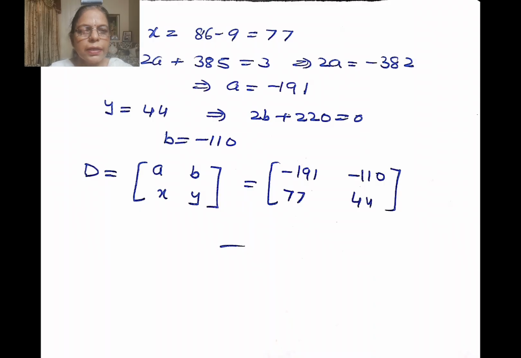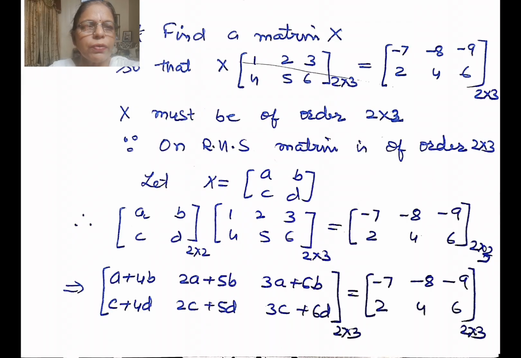That's all. The third example is, now find the matrix X which satisfies the equation X into [1 2 3; 4 5 6] is equal to [-7 -8 -9; 2 4 6]. Now we see the condition of multiplication: the matrix is pre and next multiplication is 2 by 3 and the result is also 2 by 3. So X must be of the order 2 by 2.